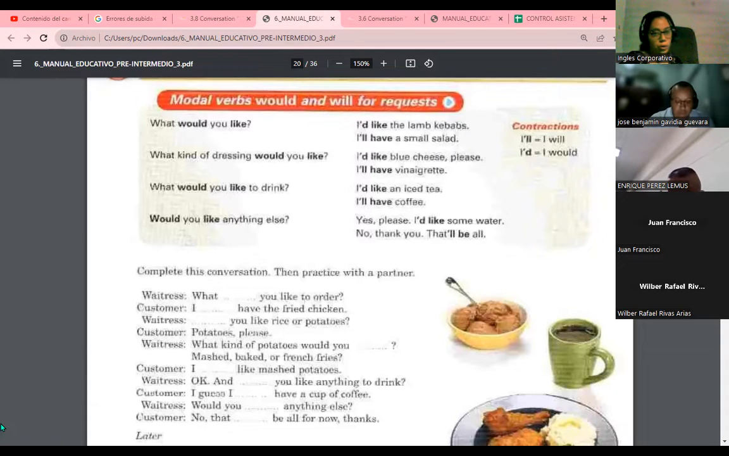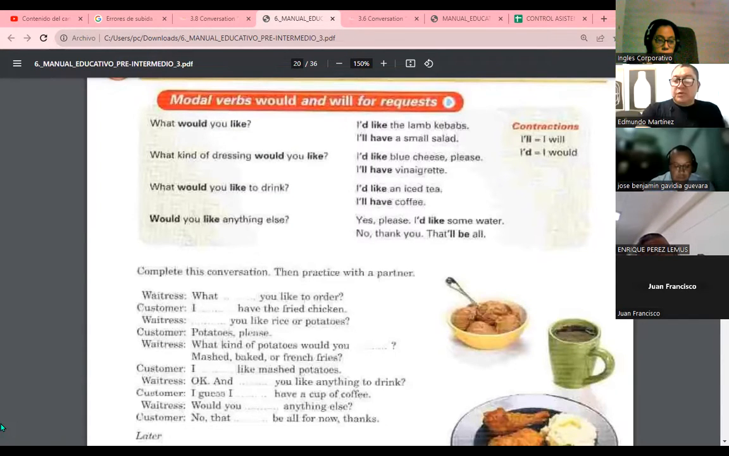Estamos entendiendo y vamos en la línea que queremos, que es entender cómo vamos a utilizar would and also will. Pero ¿cuál es will? O sea, ¿para qué utilizamos will? To say something in the future. Ajá, to say something in the future. Excellent. Future es para el futuro. Ok, estamos en sintonía.